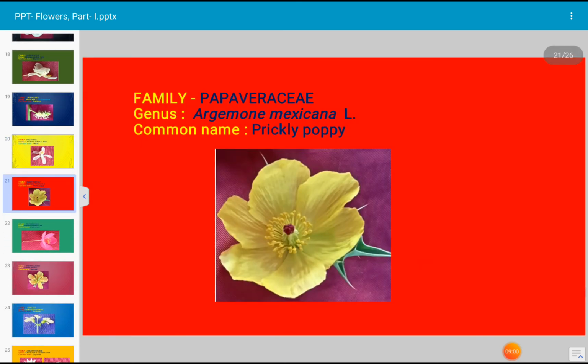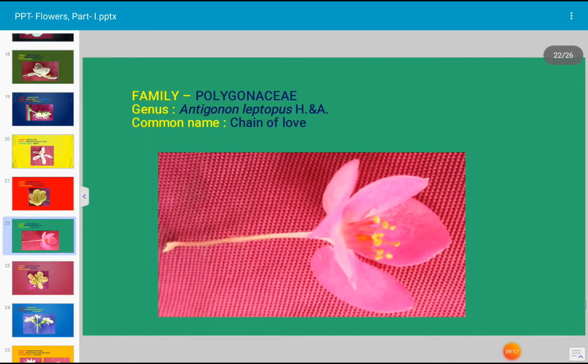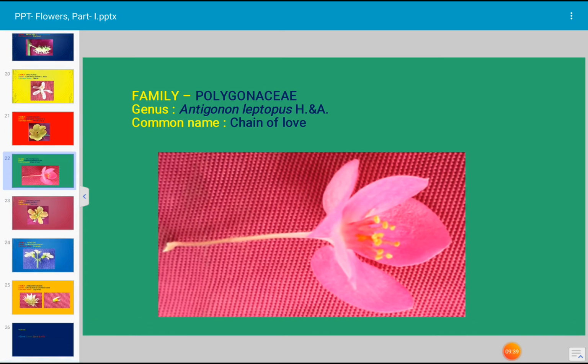Next, this is the flower of Argemone mexicana. It is a medicinal plant and its common name is prickly poppy, and it is a member of family Papaveraceae. Okay, next, this is the beautiful flower of Antigonon leptopus. Its common name is very interesting, chain of love, and the family is Polygonaceae. It is an ornamental plant and a climber.